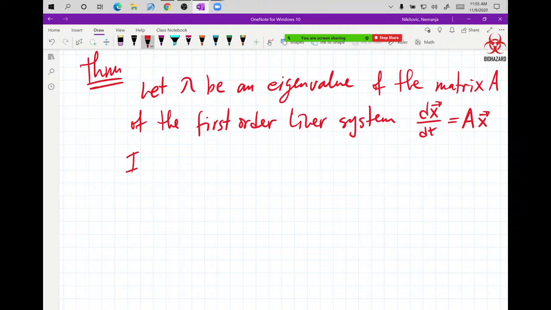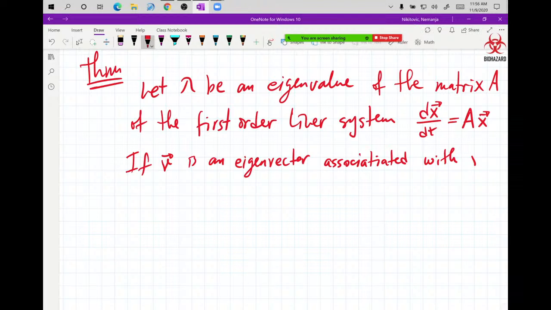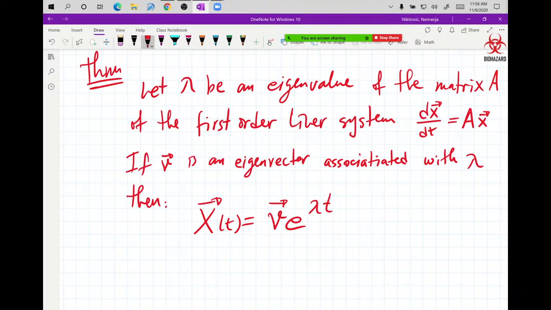And now we say if a vector v is an eigenvector associated with eigenvalue lambda, there we go, then, and here comes the $1 million thing, solution x of t is given as a vector v times e to the lambda t.